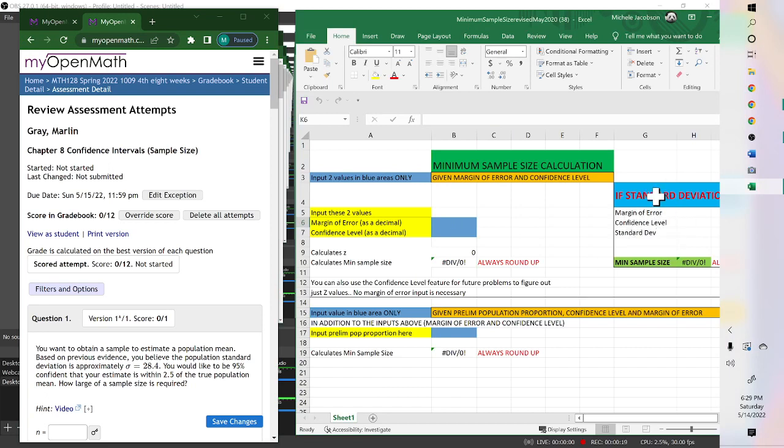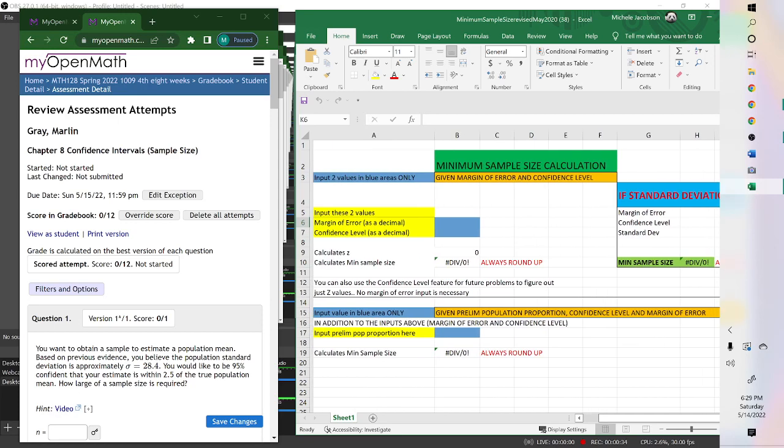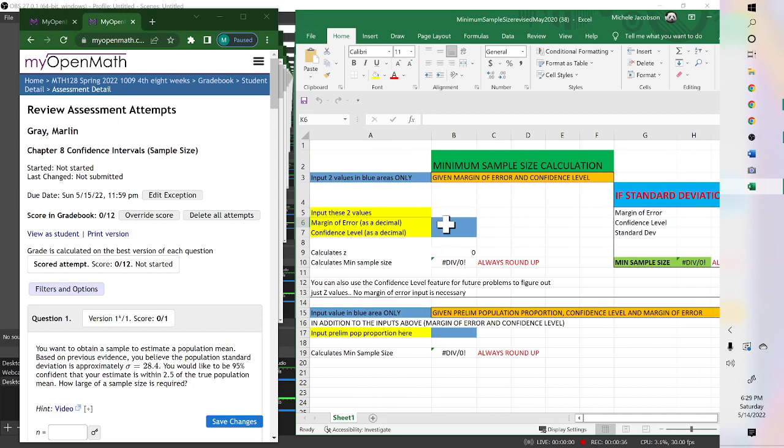First one, if you're given the standard deviation, then we use right here, we plug in these three. So if you're given standard deviation, you use this, sample size will be here. If you're not given the standard deviation, then you always plug in right here, margin of error and confidence level. This third part down here, if you're plugging in these two and you're given a preliminary proportion, then you plug it in here. If you're not given this one, then your answer's right here.